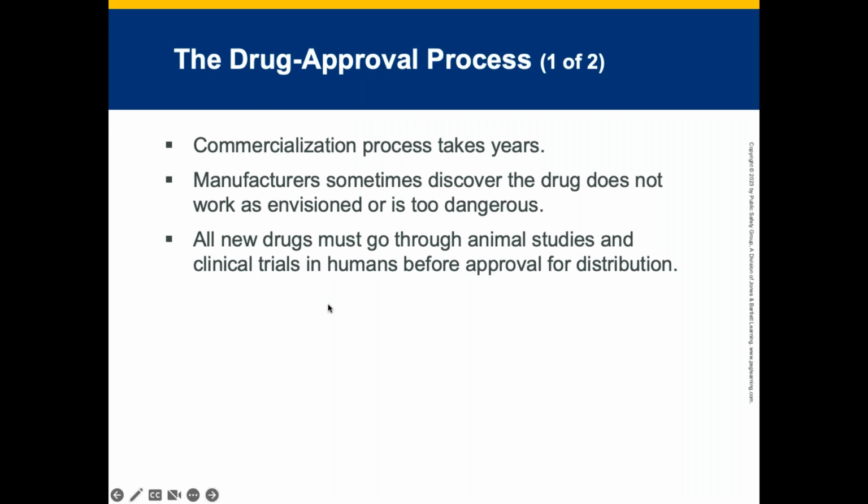So all new drugs must go through animal studies and clinical trials in humans before approval for distribution. Humans can do the trials, but they have to sign waivers of liability in order for that to happen. Animal studies are designed to learn more about the properties of the drug and identify tissues and organs that are sensitive to the actions of that drug. Testing in at least 2 animal species is required by law. After successful completion of animal studies, an investigational new drug may enter clinical trials in humans. So it does take some time.